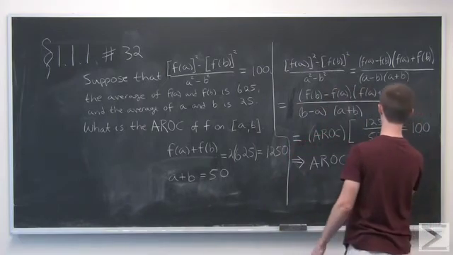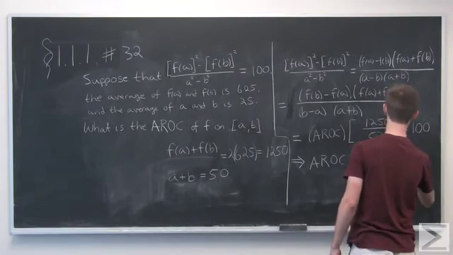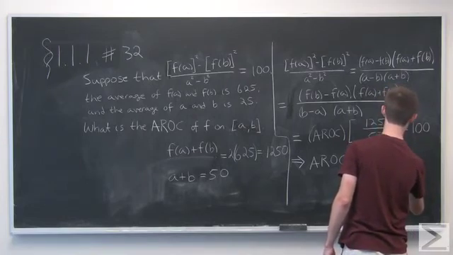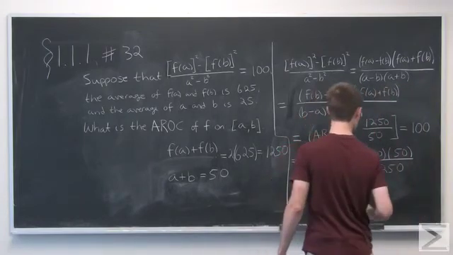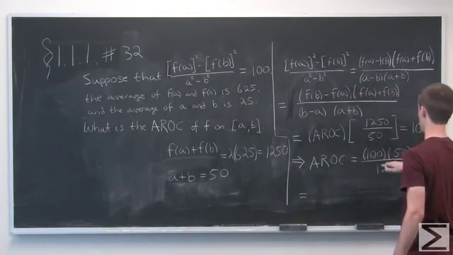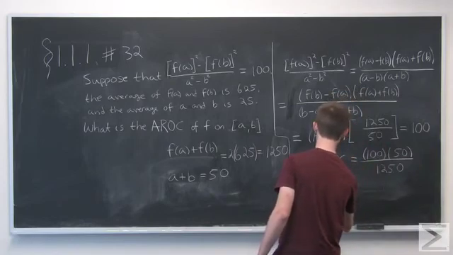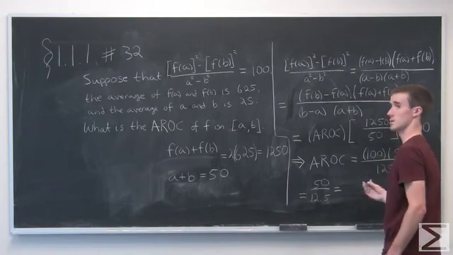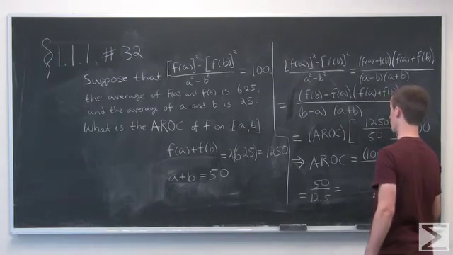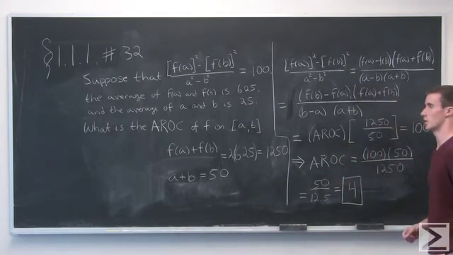That's going to be equal to 100 times 50 over 1250, which is going to reduce to 50 over 12.5. Which then is equal to 4. It goes into 50 4 times, which is the average rate of change of the function.